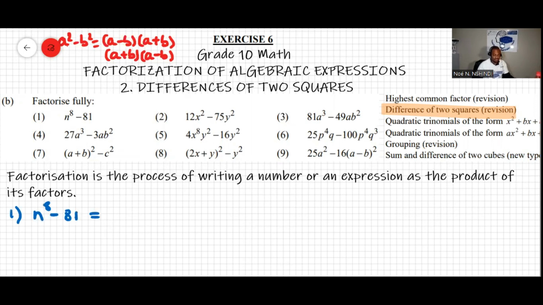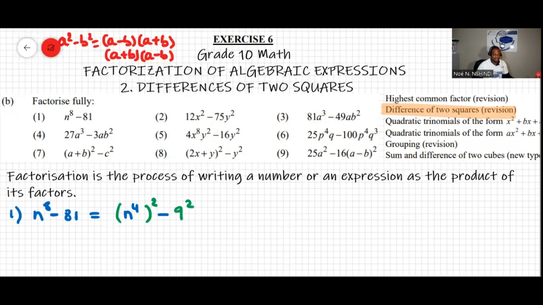n to the power of 8 can be written as n to the power of 4, all to the power of 2, because the idea is to have a difference of squares. So I put my power of 2 there, and within the bracket I say n to the power of 4. And then minus 81 is also a square number. It is the square of 9, so I can just say here minus 9 squared.